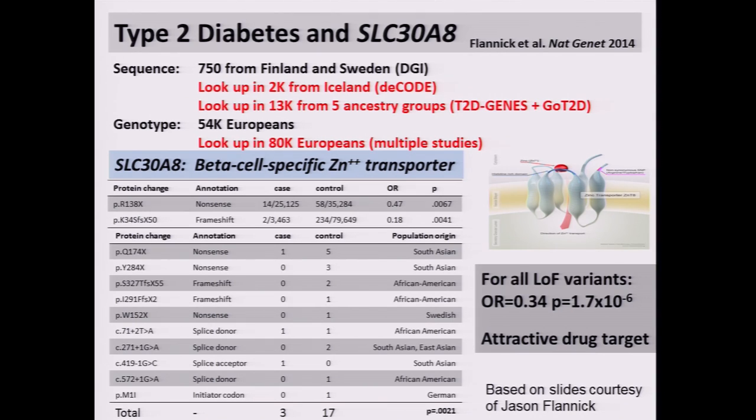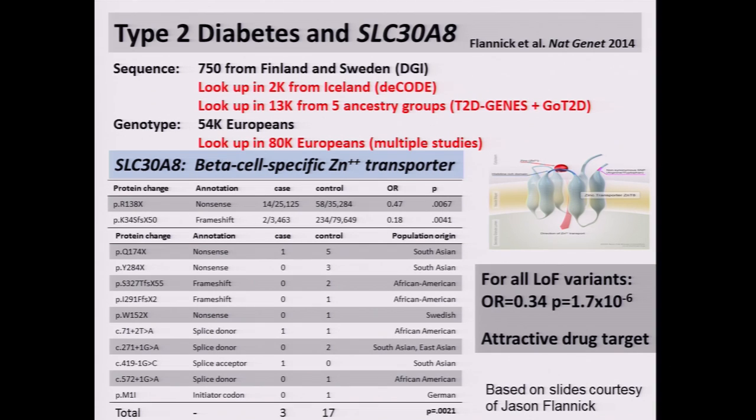When they did that, they identified a nonsense variant in SLC30A8 that they then subsequently genotyped in a substantial number of individuals, 50,000, 54,000 Europeans. They had some really interesting results, but not in any way genome-wide significant. They looked up the gene SLC30A8 in Iceland, and looked it up in our T2D genes and GoT2D sets to find other variants in that gene, because that particular variant was not particularly common in those groups.